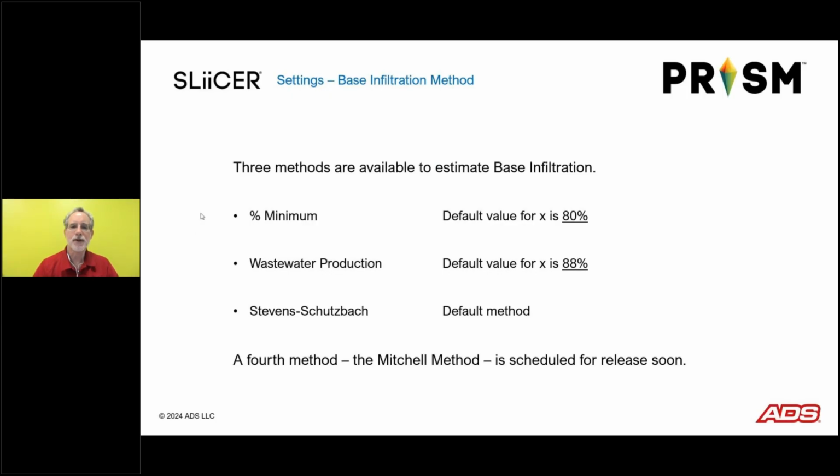You'll notice some of these methods also have some values that you can adjust. For example, the percent minimum method basically says your groundwater infiltration is a certain percentage of your minimum dry day flow, and you can set that value. Again, we start out with ADS defaults that we find work pretty well in general, but you have the flexibility to adjust those as well.